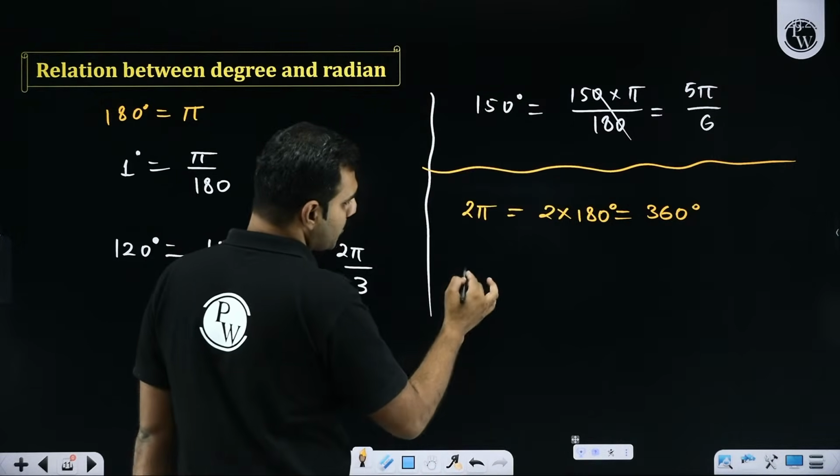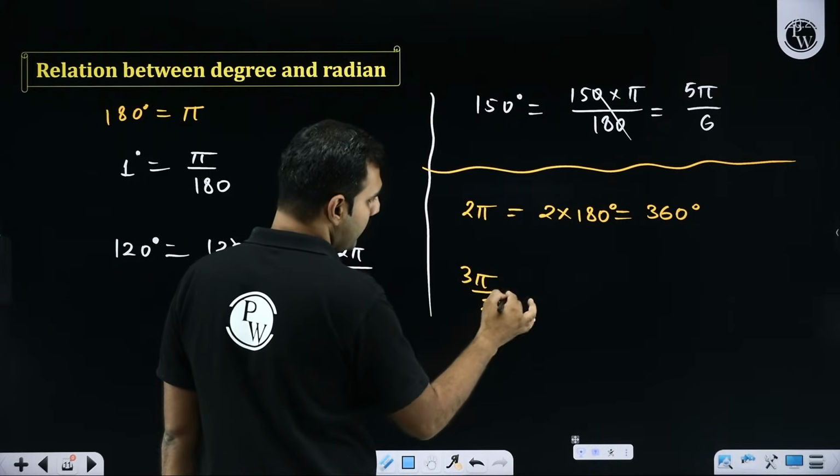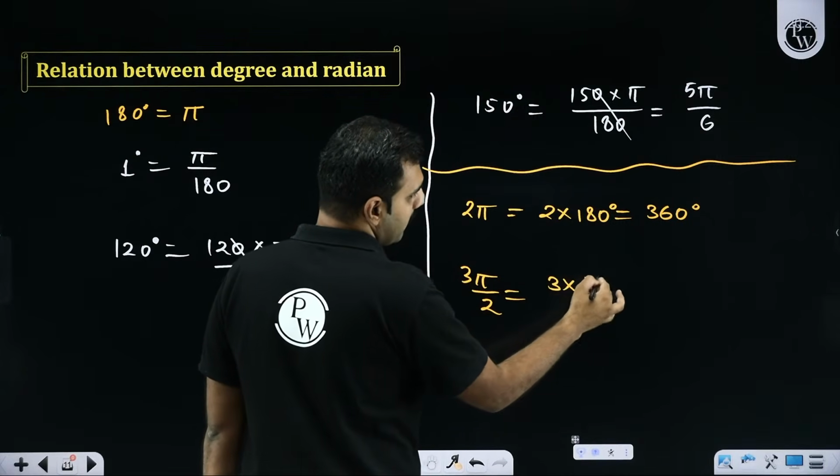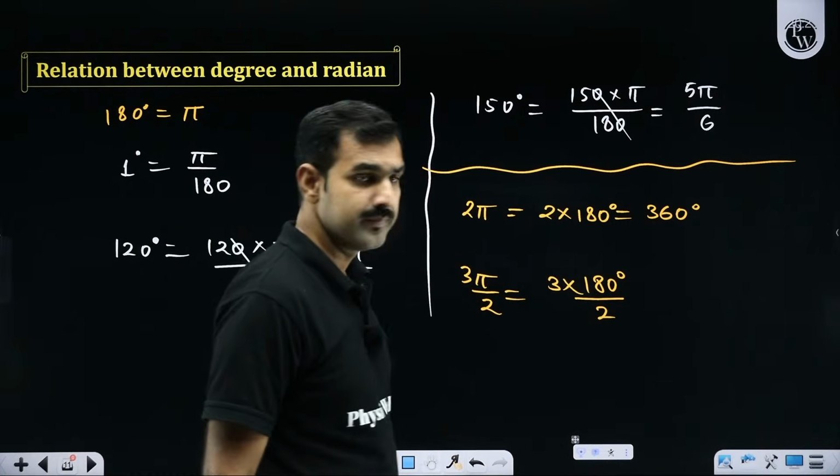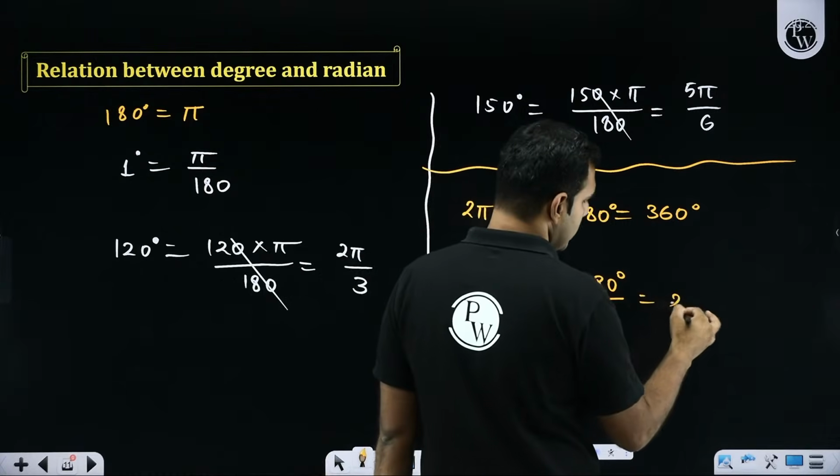I think I asked you 3 pi by 2. So for 3 pi by 2, what will you do? 3 into pi, where pi is 180, by 2. So how much is that? 540 by 2, that's clearly 270 degrees.